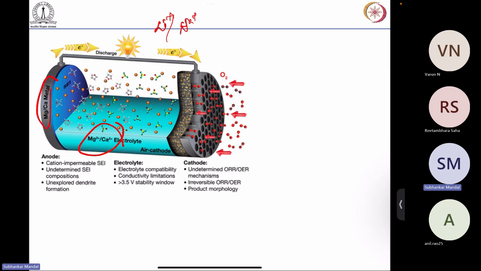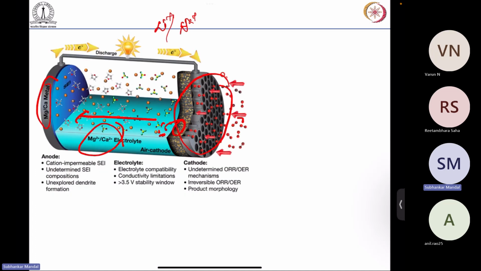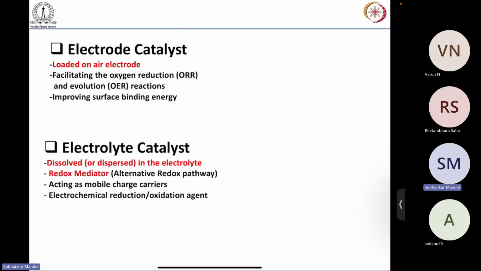Basically you have the metal anode, same thing, and the porous cathode side, which is separated by the electrolyte. So air can come and dissolve in the electrolyte, and it can be reduced at the air cathode. But this reduction or oxidation of the air is very difficult, with sluggish kinetics. For this people use a catalyst. There are two types of catalyst: an electrode catalyst and an electrolyte catalyst. The electrode catalyst we use in the air cathode, and the electrolyte catalyst we use in the electrolyte. That is also known as the redox mediator.